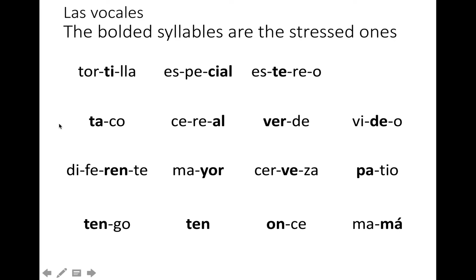Okay, so this should be taco, cereal, verde, video, diferente, mayor, cerveza, patio, tengo, ten, once, mamá. And notice it's mamá and it's not mama. It's not Italian. It's not mama because in Spanish, mama exists and it is to nurse the baby. And who does that? It's the mamá. The mama nurses the baby.